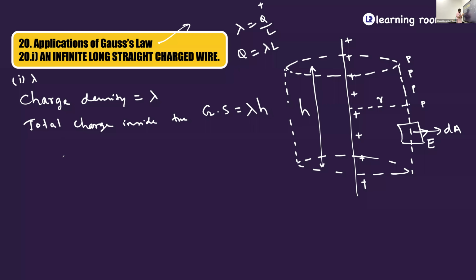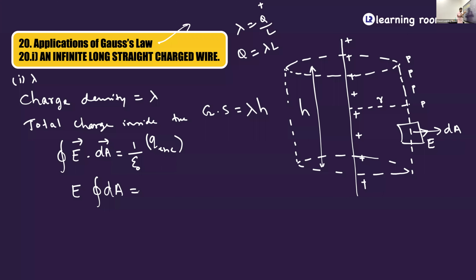Apply Gauss law. The surface integral of E dot dA in the vector form is equal to 1 by epsilon naught times the charge enclosed by the Gaussian surface. I'll write this formula every time. What is the angle between electric field and dA? 0. So I can write it as E into dA. In this case also electric field is a constant, so I can take the electric field outside. So E into the surface integral of dA is equal to, what is the charge enclosed within the Gaussian surface? It is lambda into h divided by epsilon naught. Now tell me one thing.